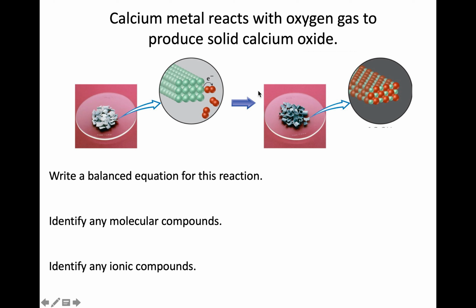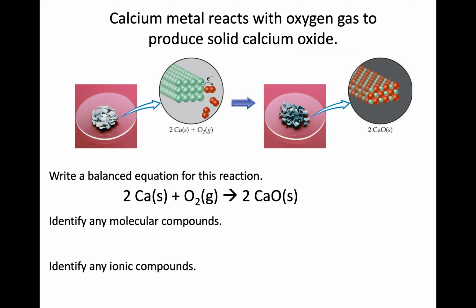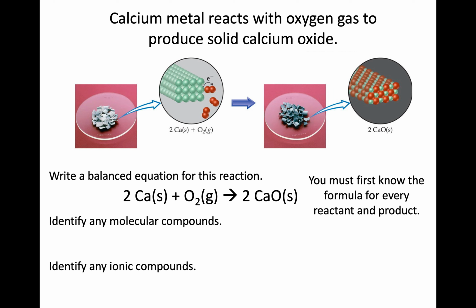At the particle level, they're showing what's going on. This is the calcium, the oxygen, and the product, the calcium oxide. This would be the balanced chemical equation. In order to balance that, you must know the formula for every reactant and product involved. If you said oxygen gas is just an oxygen atom, it would be incorrect. Calcium oxide: calcium's +2, oxygen's -2 within the compound. So you need to know those in order to correctly balance it.